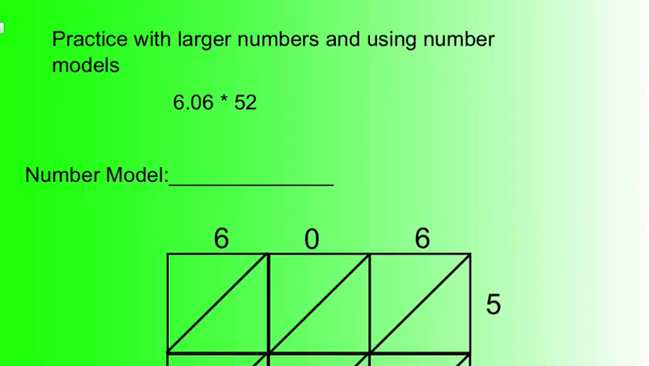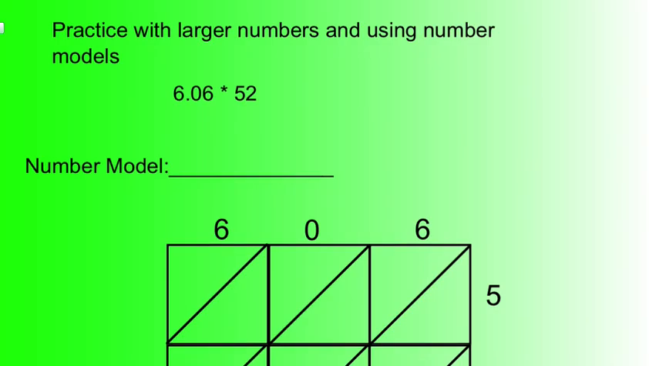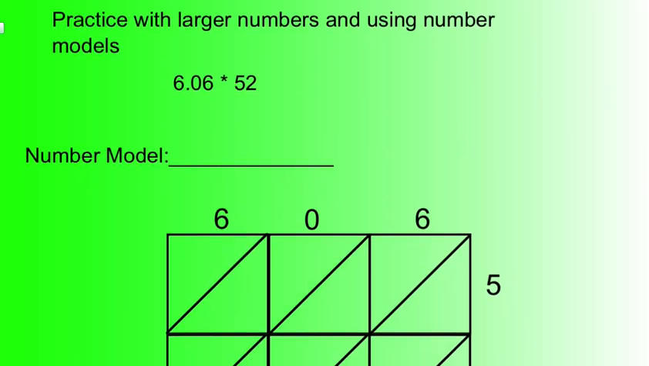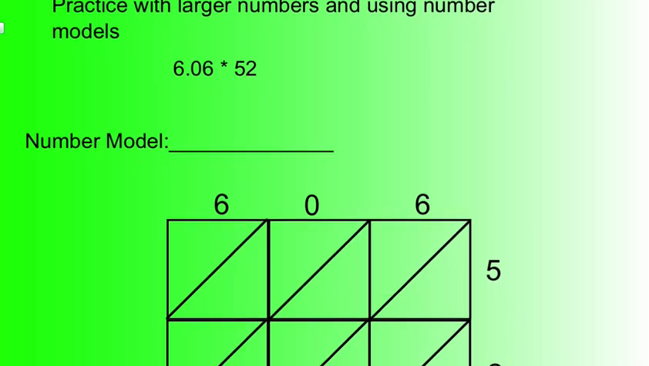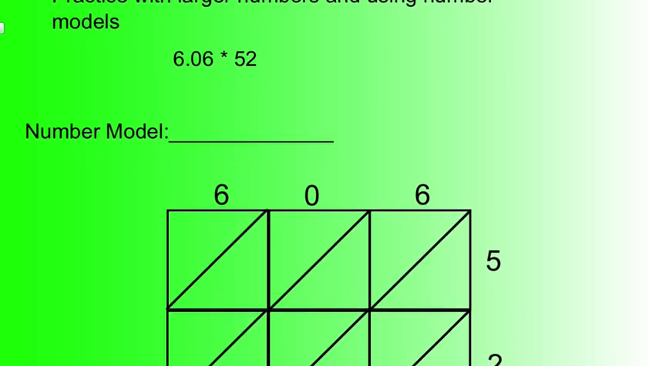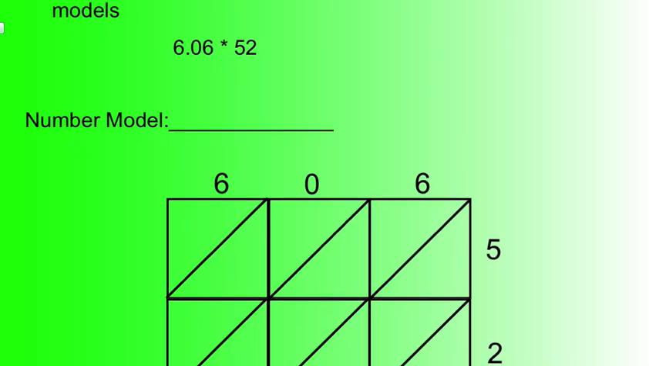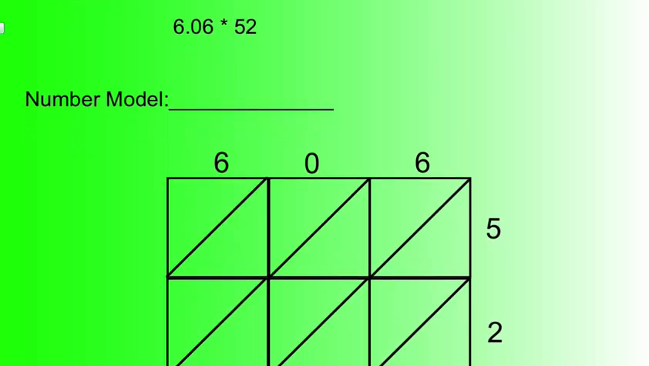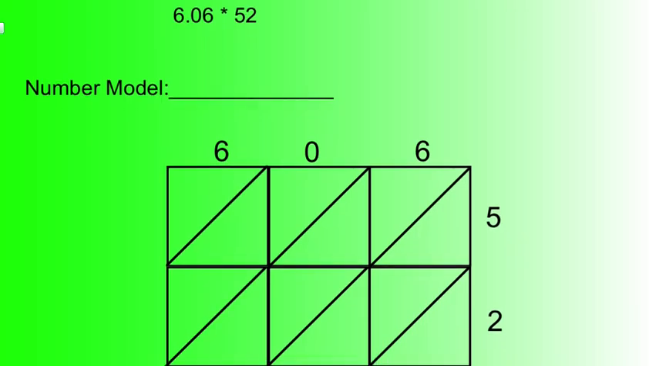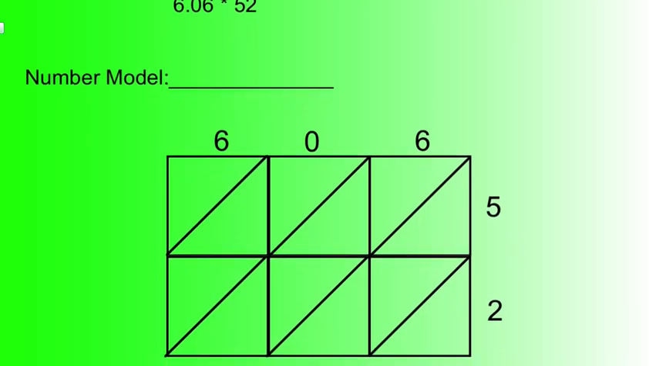All right, more practice. Yay! Let's see if we can try our luck with some larger numbers here. So we have 6 and 600 thousandths with the decimal, multiplied by 52.